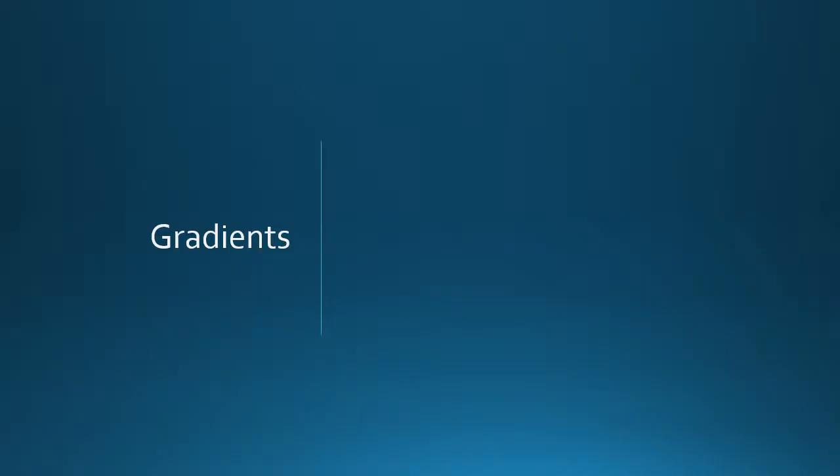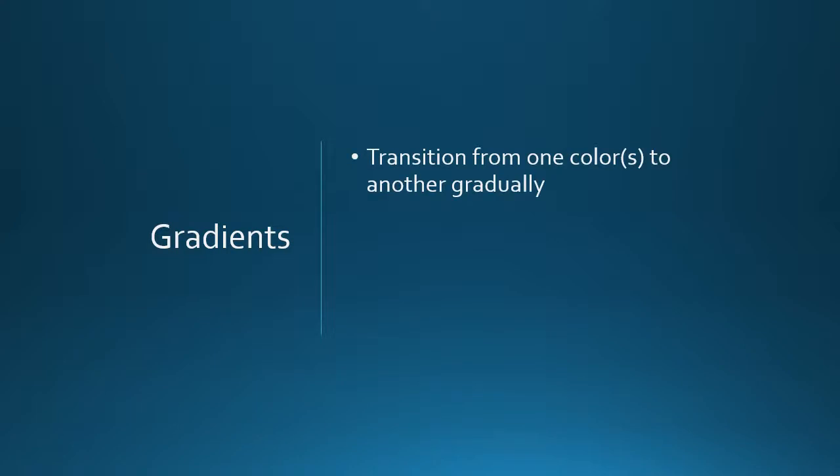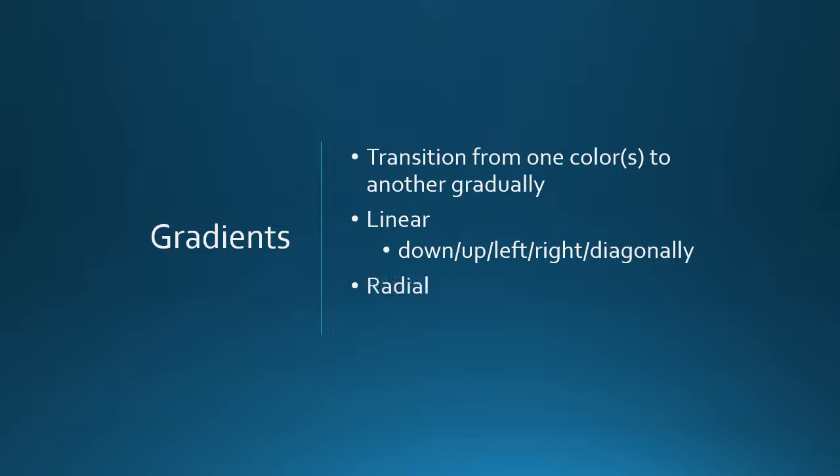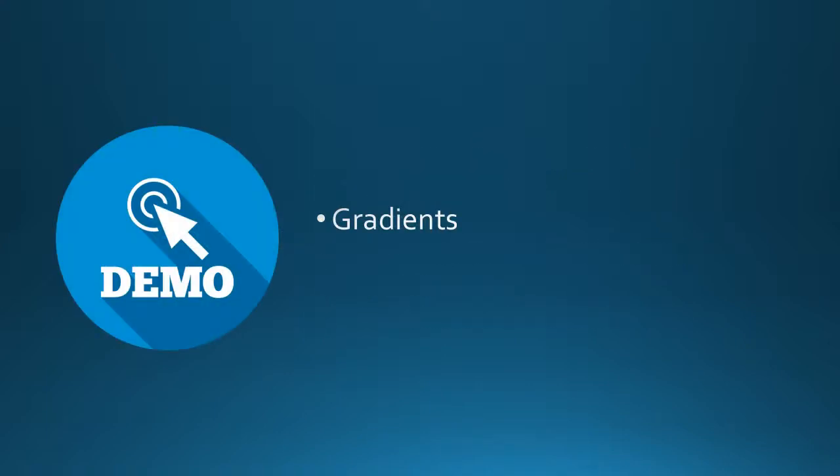Another way to add visual interest to your web pages is to maybe apply a gradient. And a gradient is just a transition from one color or colors to another gradually over the space that you specify. We can do this transition linear, which means down, up, left, right, or diagonally, or we can use a radial pattern for this transition, which means from the center outwards. Let's take a look at some gradients.